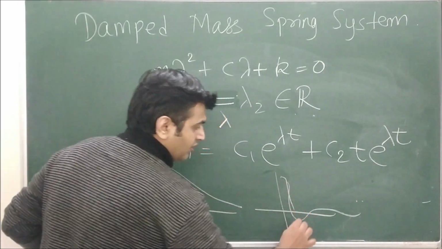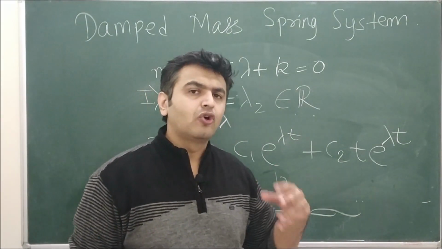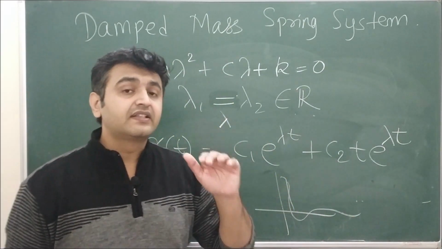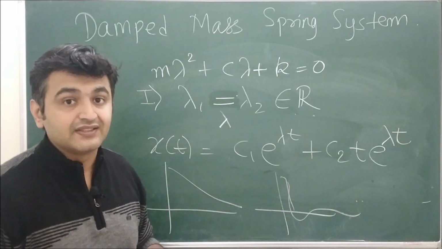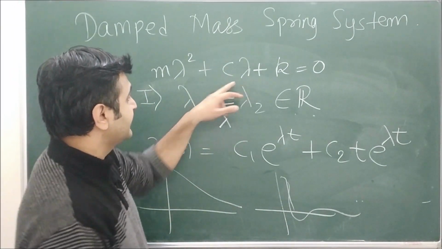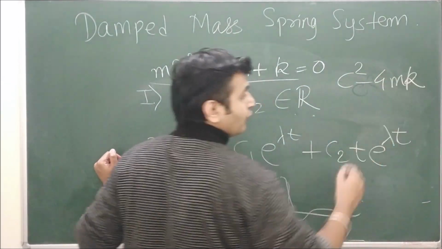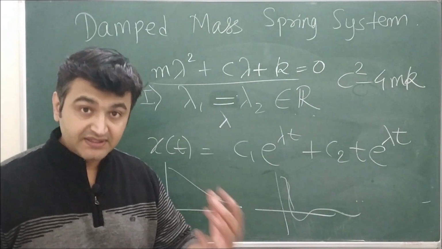So here also if you try to draw the curve, you will hardly get any oscillations, something like this, or something like this. I mean, you won't get oscillations. So you can say that this case is almost similar to the first case. This situation is called critical damping. And such a scenario occurs when your discriminant is 0. What is the discriminant in this case? In this case, your discriminant will be c square minus 4mk. So if this is 0, then we call this a critically damped system.